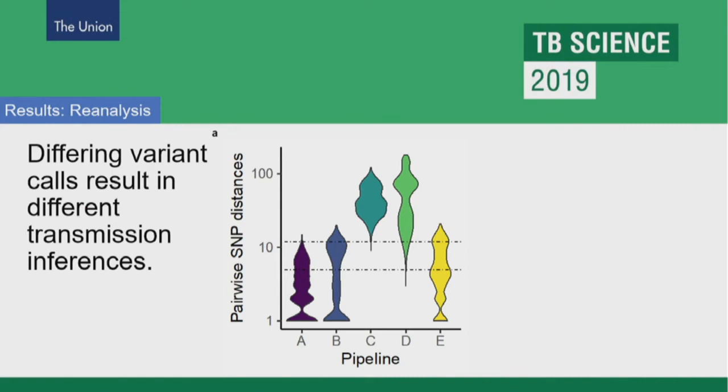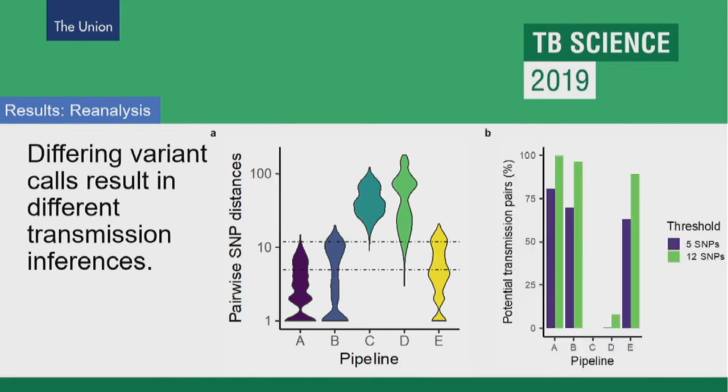These different variant calls resulted in different transmission inferences. And here is a violin plot showing pairwise distances identified by each of the pipelines. And 5 and 12 SNPs are commonly used genetic distance thresholds to include or exclude the possibility of recent transmission. So if we apply those 5 and 12 SNP thresholds, we see that the different pipelines would infer different percentages of potential transmission pairs. So for instance, applying pipeline A would generate the conclusion that the majority of isolates are linked in recent transmission, whereas with pipeline C, you would conclude that most isolates are unlinked.